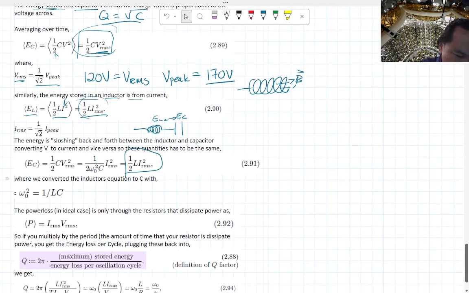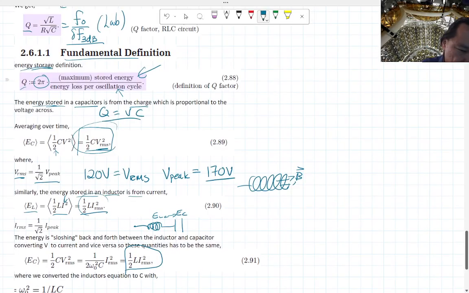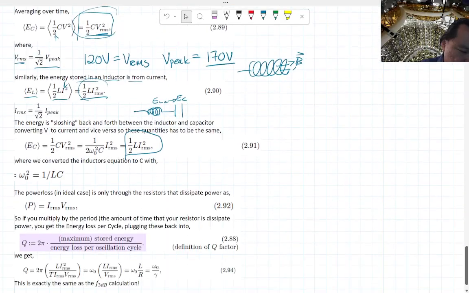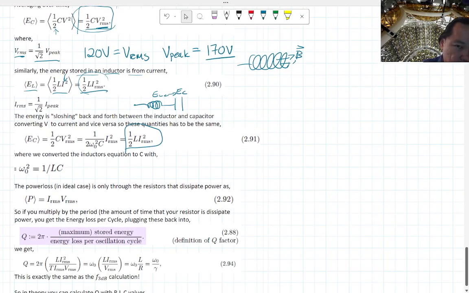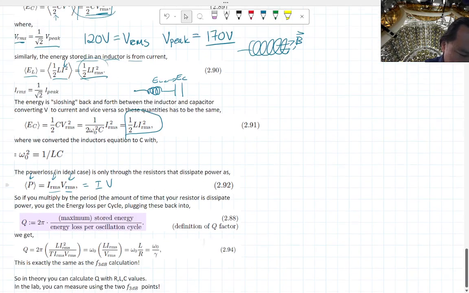All right, so with that, that's the energy stored. That's our numerator, that's checked. Now the energy loss per cycle: the energy is lost through the resistor, because it's dissipated through the resistor. The power lost through a resistor is just the current times the voltage, the same thing as I times V, but it's the average version of it, so you have this RMS stuff.